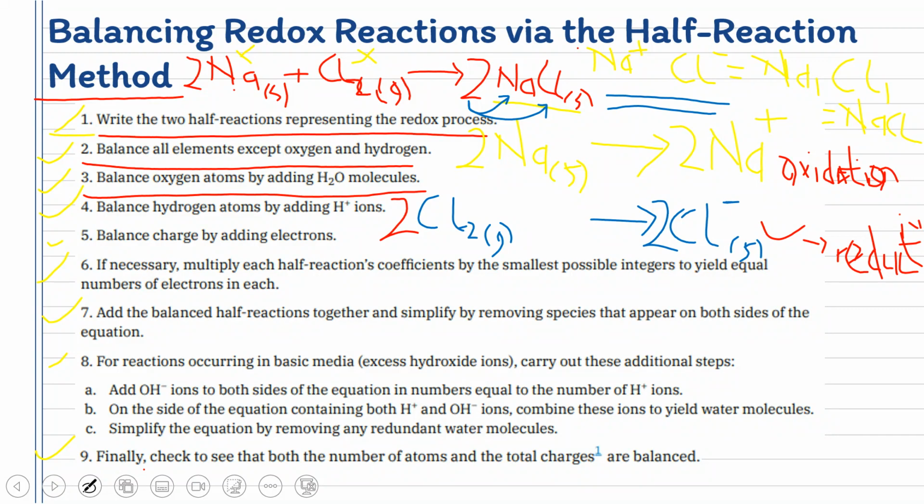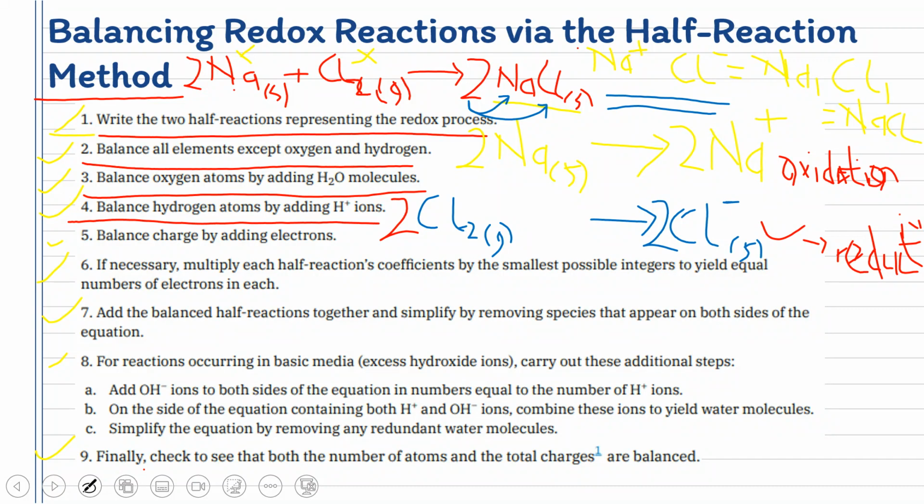We don't have oxygen in this example. So imagine we had oxygen and we've just added 5 water molecules on the other side to balance it out. Now the next thing they're saying is balance hydrogen. To balance hydrogen, how do you do that? Add H plus ions. So let's say I had 7 hydrogen on the left. I have to add 7 H plus on the other side to balance it out.